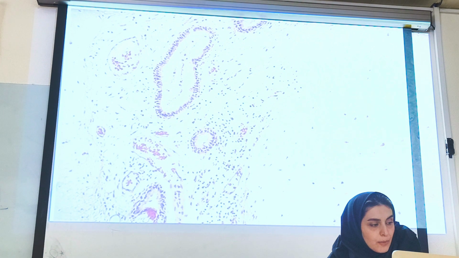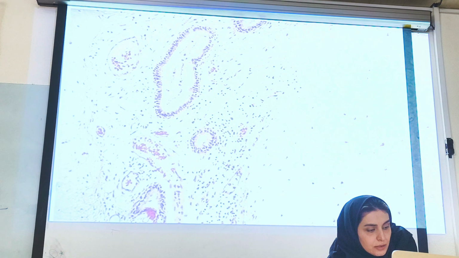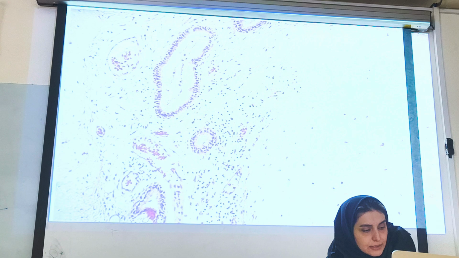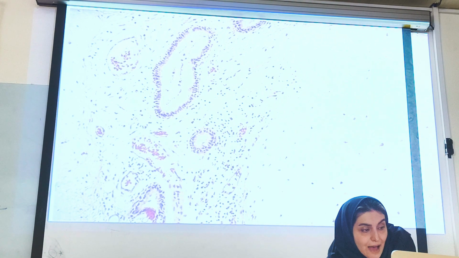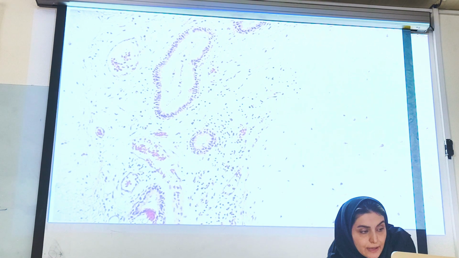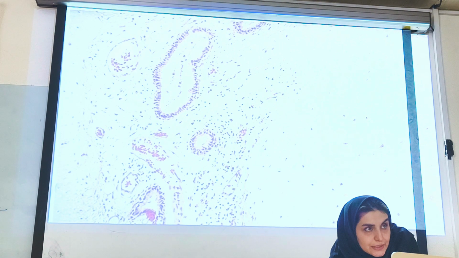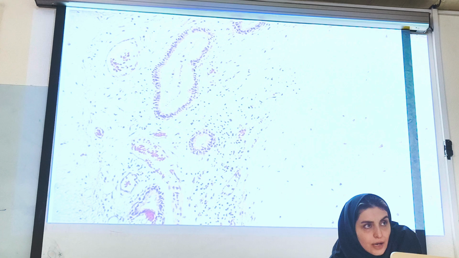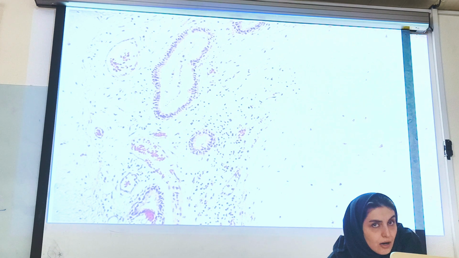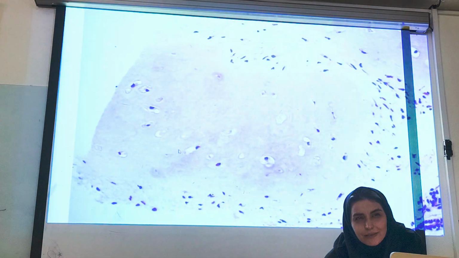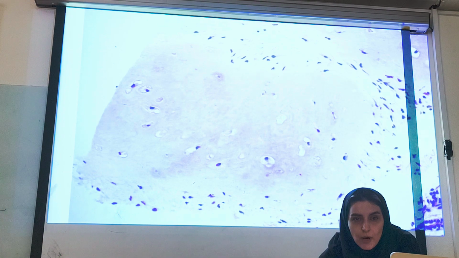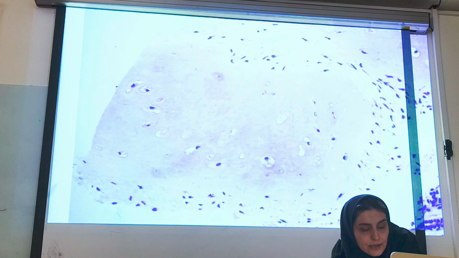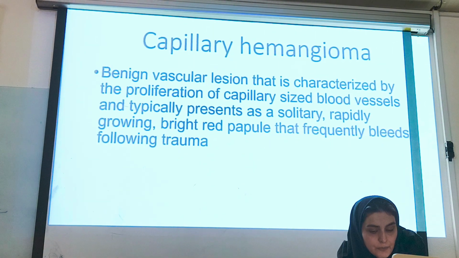This is a vessel with a thin endothelium and many RBCs inside. But these have a respiratory columnar epithelium, so this is a gland-like structure, as we said before, entrapped inside the hamartoma. What's this? Cartilage again, yes. Finding cartilage is very important in the diagnosis of hamartoma. So this is cartilaginous tissue again in hamartoma, and finish.